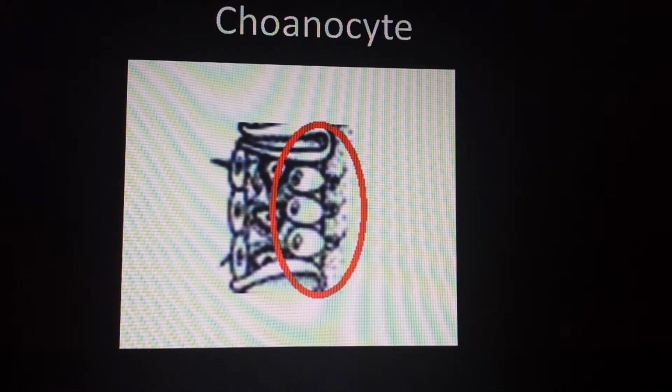The choanocyte. Choanocytes have a flagellum, which is used like a fan blade to move water. They have a collar which surrounds the flagellum, and that is used to catch the food particles and funnel them to the cell.